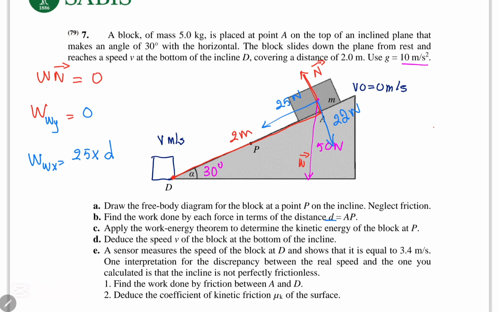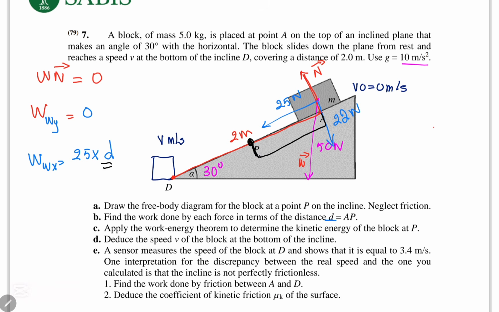Okay. Part C, what did they say? They said, apply the work energy theorem to determine the kinetic energy of the block at point P. Oh, so we don't know the distance at point P. Excuse me, I didn't read it. I thought they were talking from A to D. No, they're talking from A to P. So we don't know the distance. That's why we called it d.